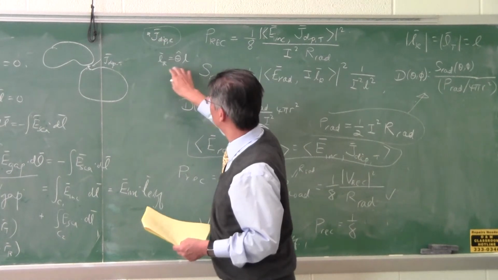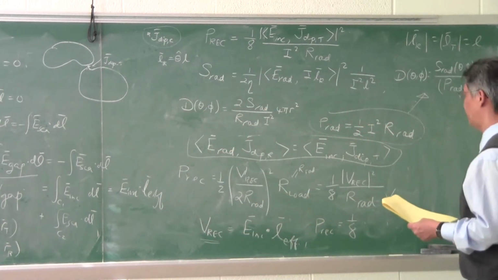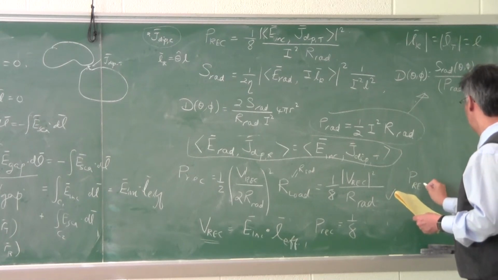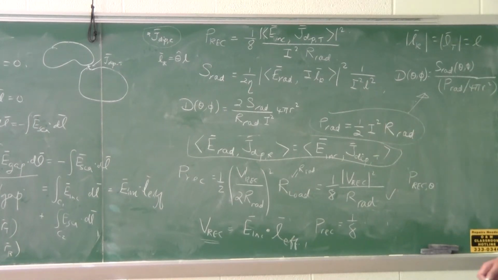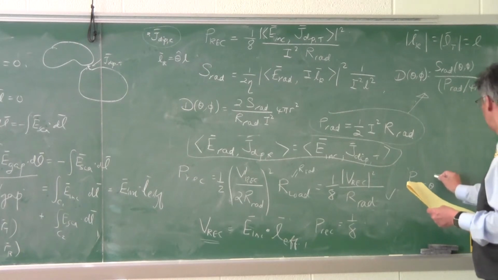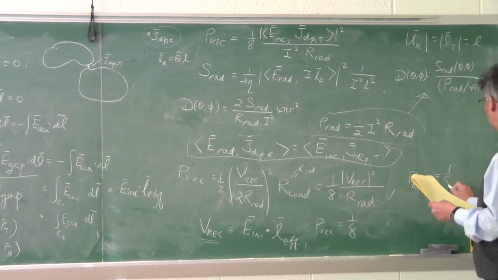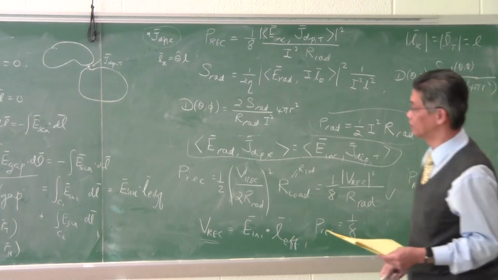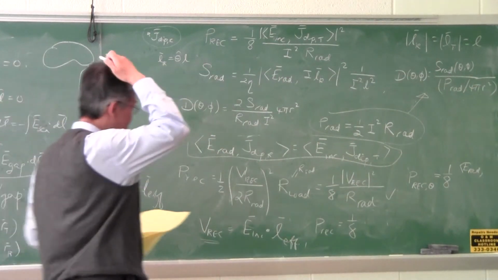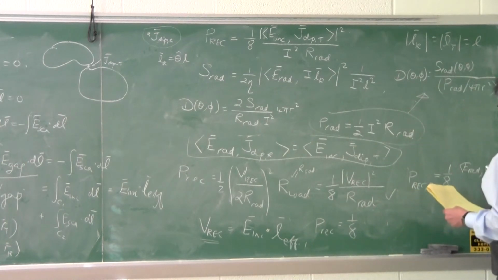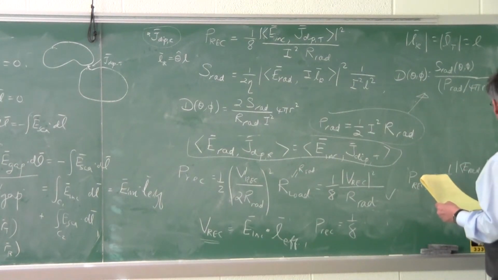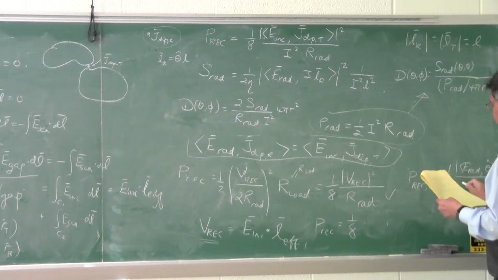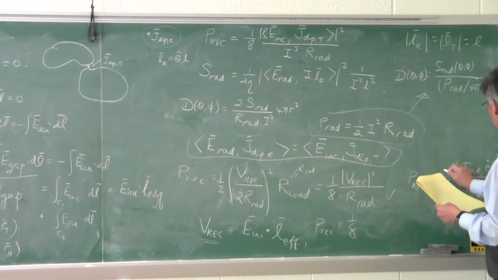So if I pick up this field with this kind of a dipole, then I can write that the power received on the theta hat component is going to be equal to 1/8, using this formula that I had derived before, E radiation dot theta hat squared over R radiation times L squared. It's an L squared here.